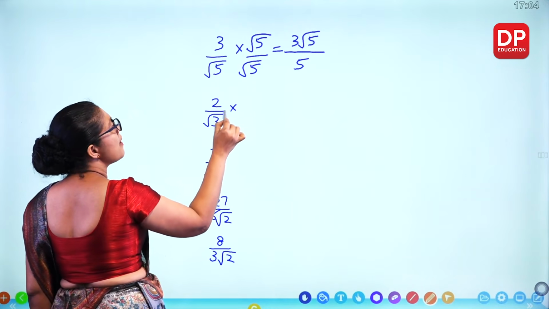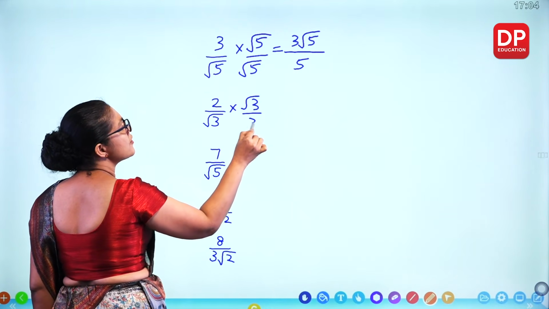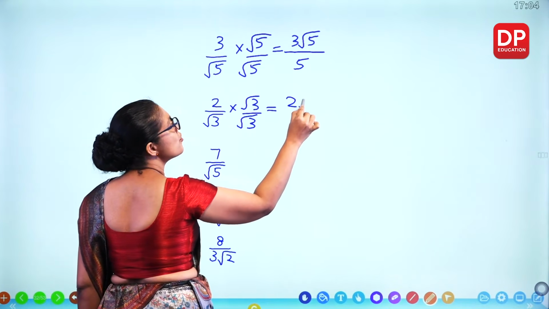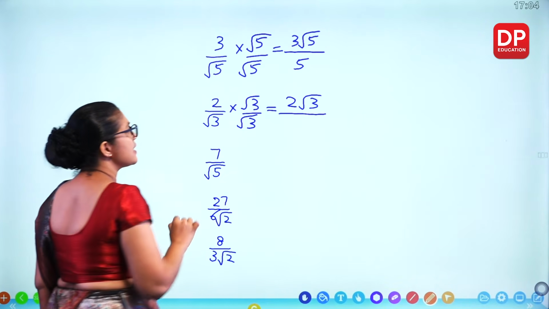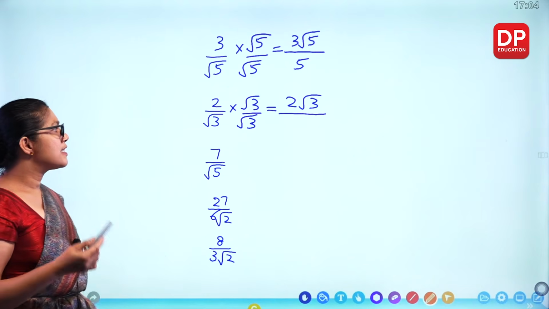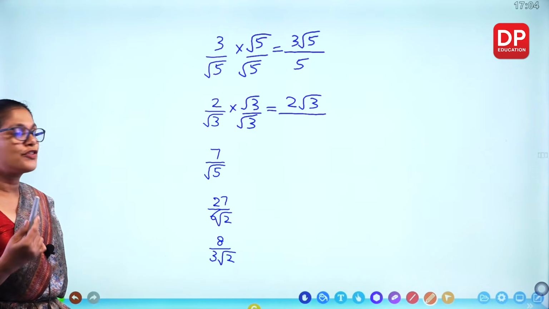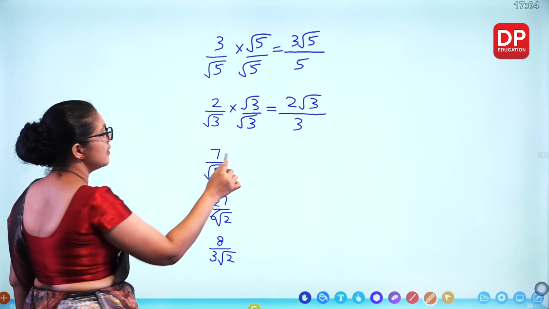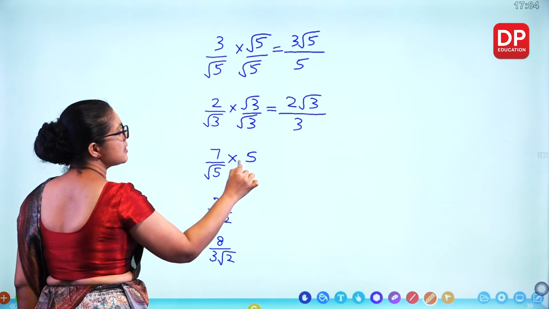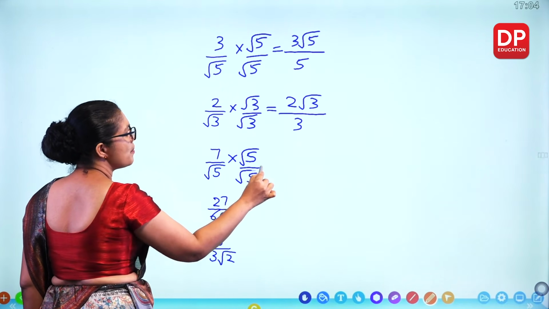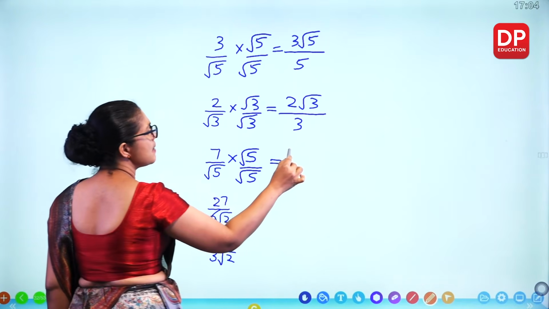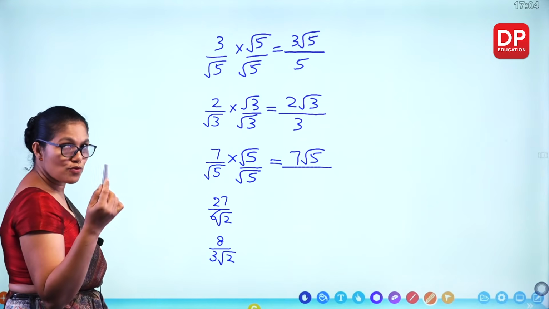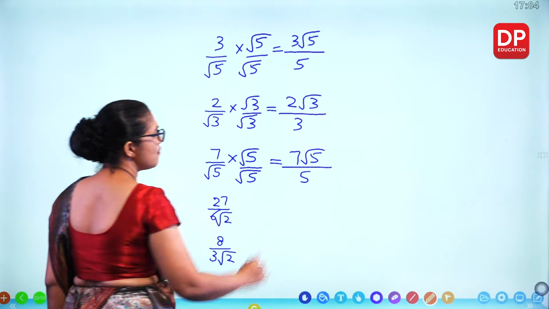What about this one? Multiply this by root 3, both the numerator and the denominator. Then you can write 2 root 3 in the numerator. What are you getting for the denominator? Root 3 times root 3, you get 3. What about this one? Multiply by root 5, both the numerator and the denominator, and simplify. 7 times root 5, 7 root 5. Root 5 times root 5, you get 5.